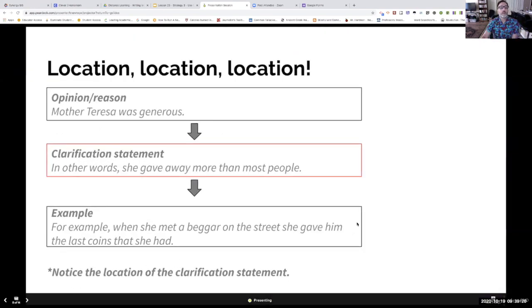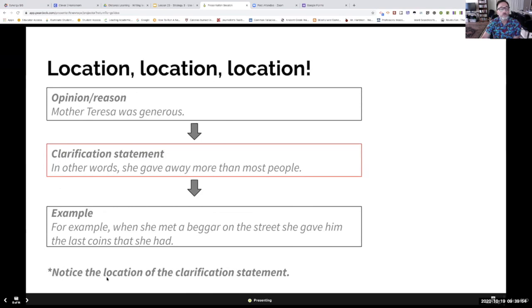So breaking it down, I wanted to do something a little bit more visual. So here we have our opinion, we have our reason. And this was the example that we looked at just a moment ago. Mother Teresa was generous. There's our global reason, there's our topic sentence. Then after that, here in the red box, we have the clarification statement. In other words, she gave away more than most people. And then below that, we have our example. For example, when she met a beggar on the street, she gave him the last coins that she had.